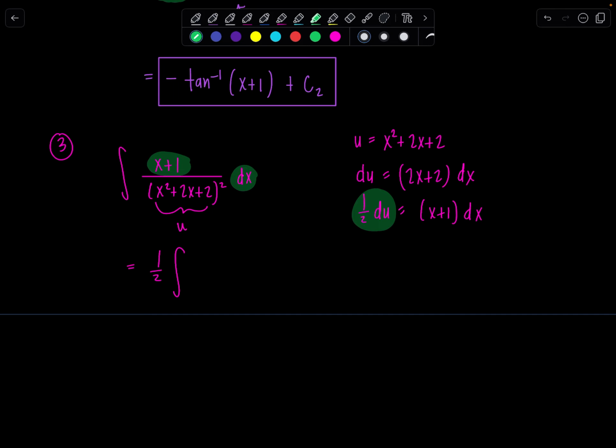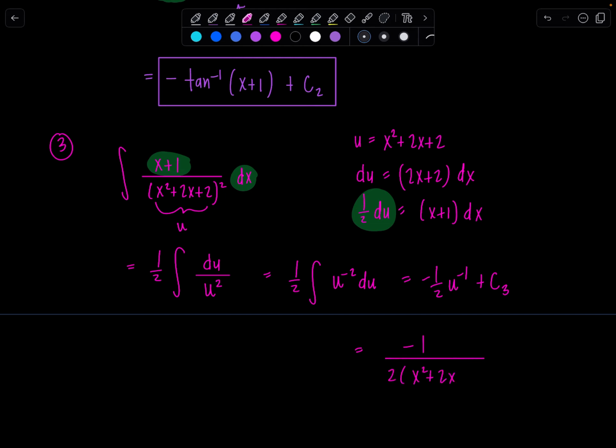Okay, so 1/2 is outside. I'm just going to put du in the numerator, and then we have u squared in the denominator. How are we up to here? Good. So then this is 1/2 integral of u to the negative second du. Add 1, divide by the new exponent. This would be negative 1/2 u to the negative first plus c3. So this is going to be negative 1 over 2, and let me put u back in the denominator, plus c3. How was that? Not bad, not bad.